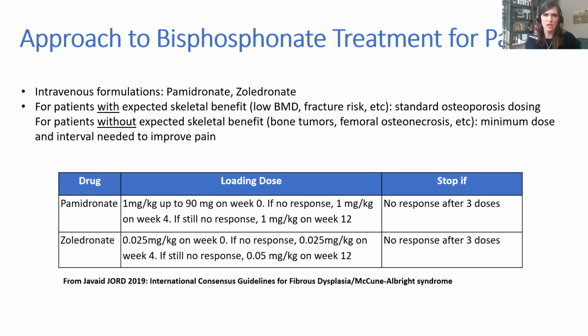pamidronate or zoledronate, giving a low dose and giving a trial of up to 3 doses to establish pain relief. And then in patients who respond favorably, giving the next dose and interval at the time that the pain returns. And it recommends stopping if patients do not achieve any pain relief after 3 doses.